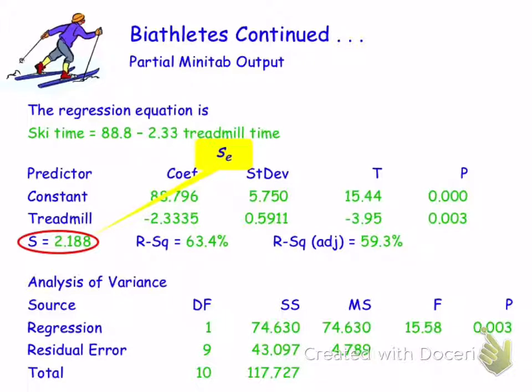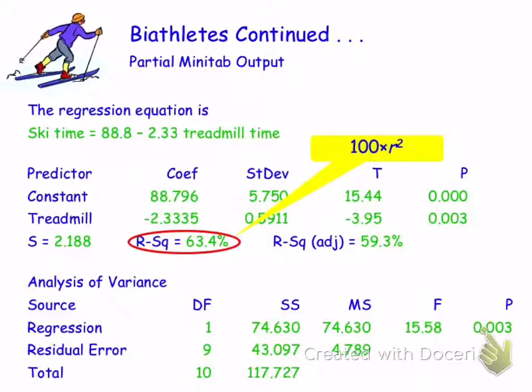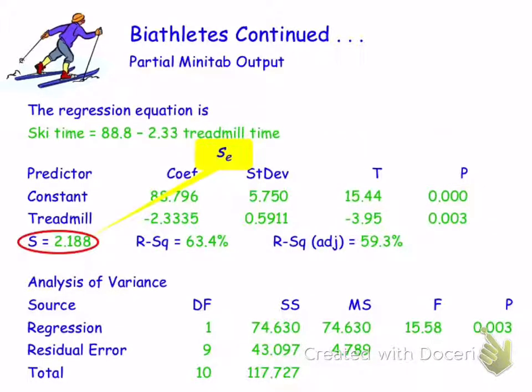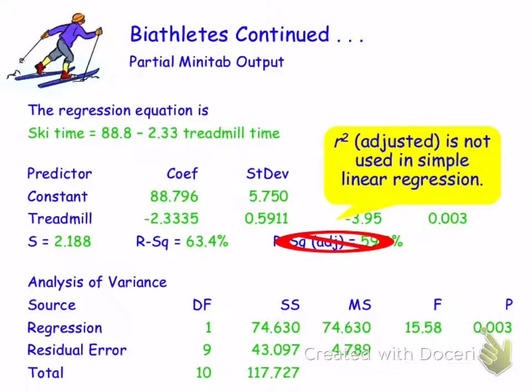And this s down here, 2.188, that is the standard deviation of the errors. And this is my R squared. Things that you want to cross out: you cross out the R squared adjusted. We don't need that. So if you haven't written this down, this is the standard deviation of my errors. R squared, cross out R squared adjusted, you never use it.